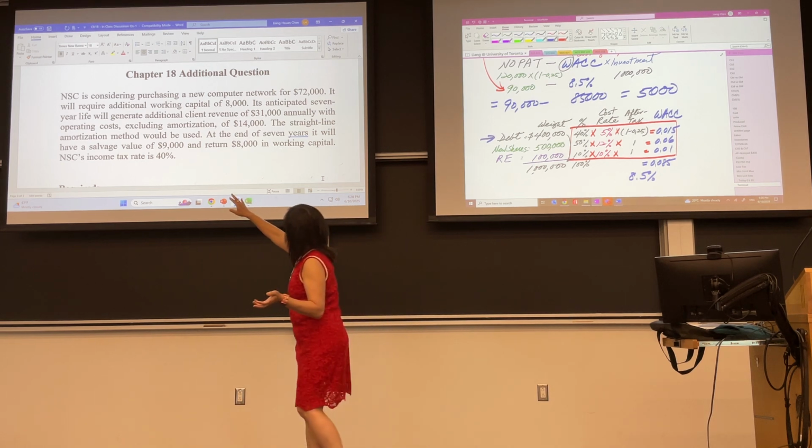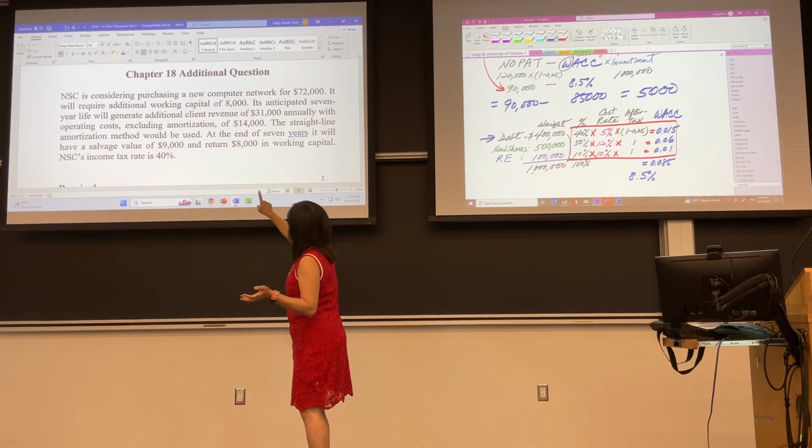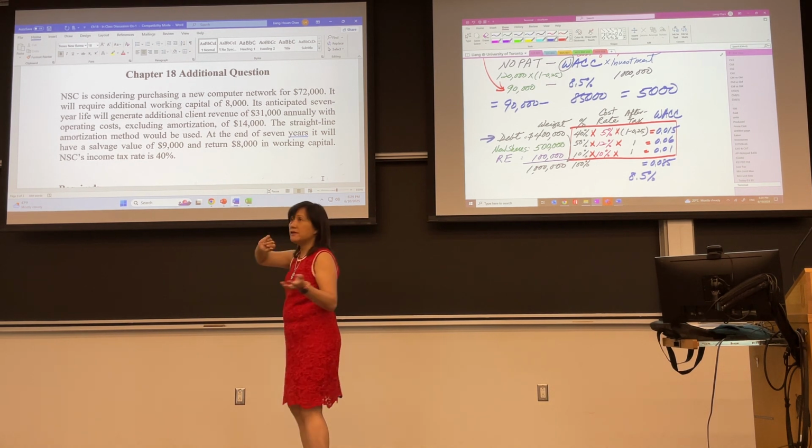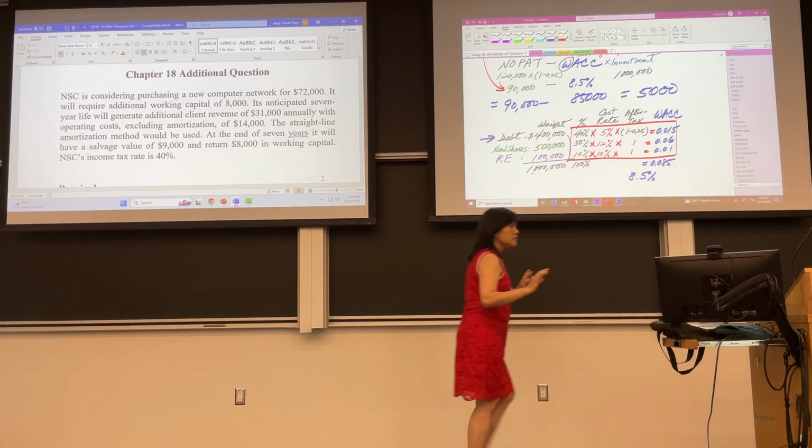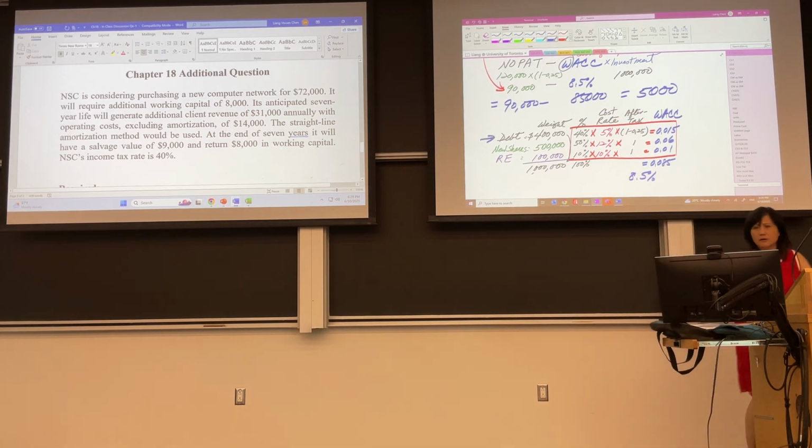Expenses, operating cost, excluding amortization, is $14,000. A lot of students have difficulty reading this part, okay? So operating cost, this is English reading, okay? Off, you skip. Comma and comma, you skip, you jump. Operating cost is $14,000. This $14,000 excluding amortization. We don't worry about amortization.